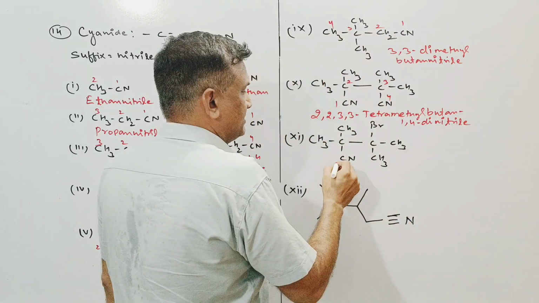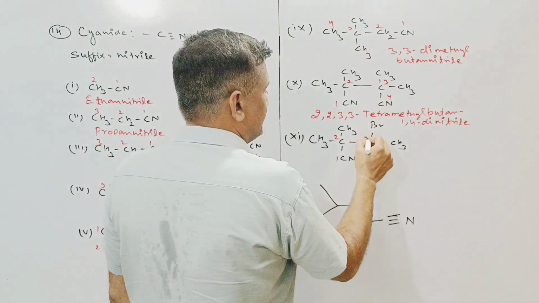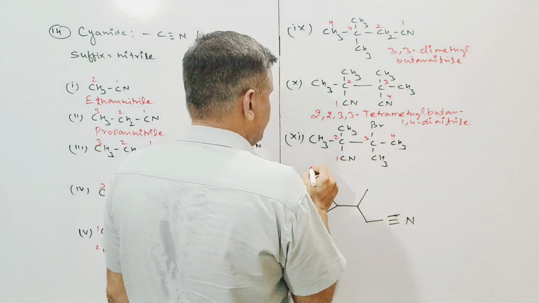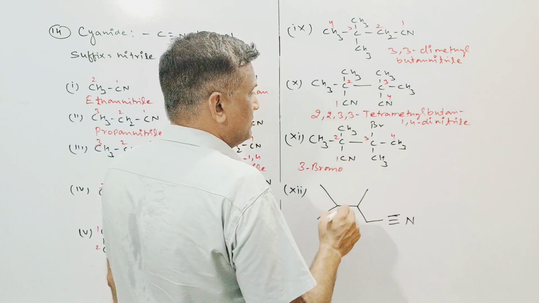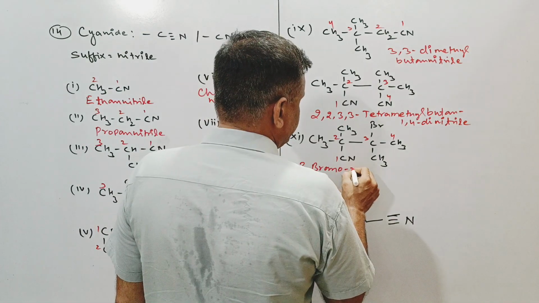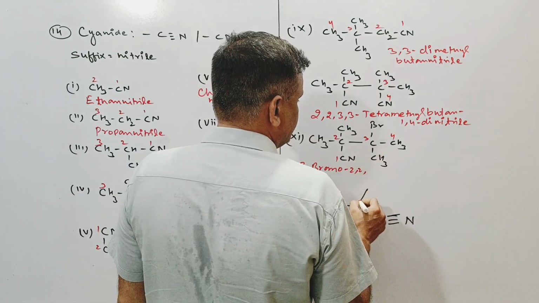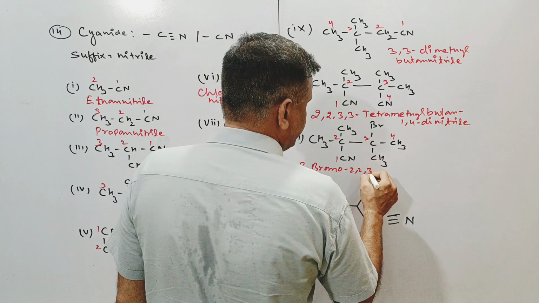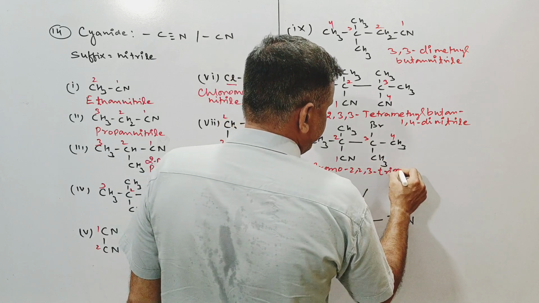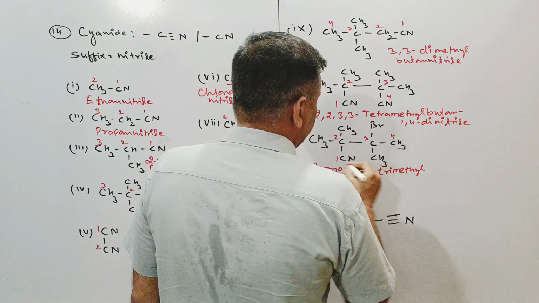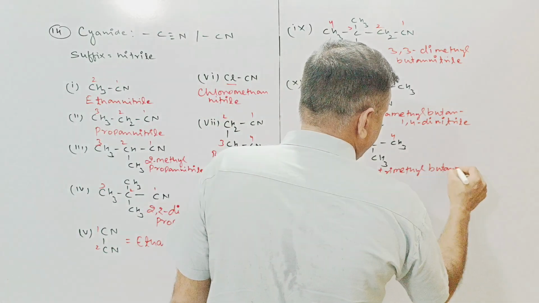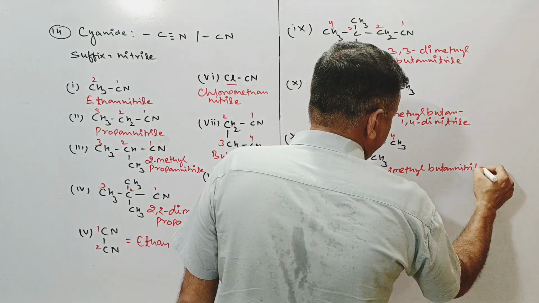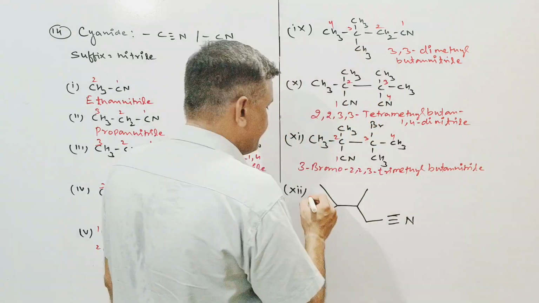Dinitrile. For this, we can take the chain as follows: 1, 2, 3 and 4. Over the 3 position, there is 3 bromo. Over the number 2 position, there is 2, 2, and over the number 3 position, there is 3 trimethyl. There are 4 carbon in the chain, so you will call it butane nitrile. Butane nitrile will be the name.